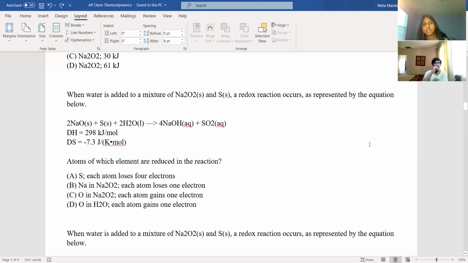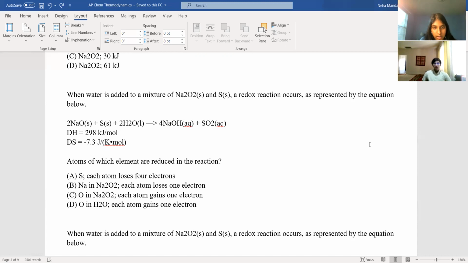The same formula. So which is reduced? I don't remember. I didn't study this part. Reduced, oh wait, reduced is gaining of electrons. Yes. So which one gains electrons?